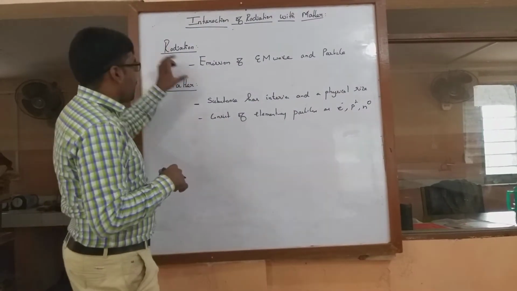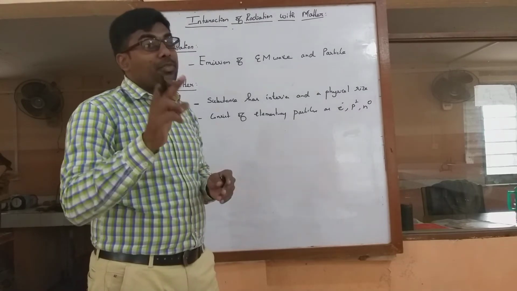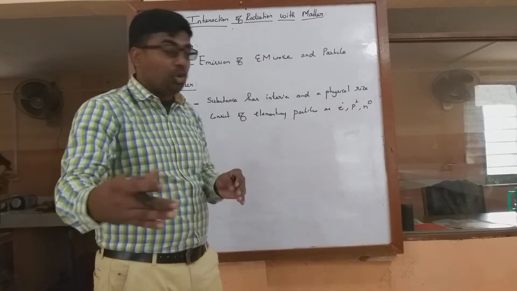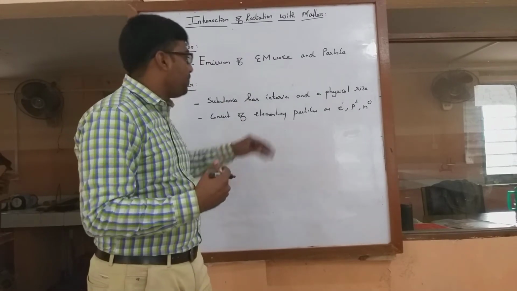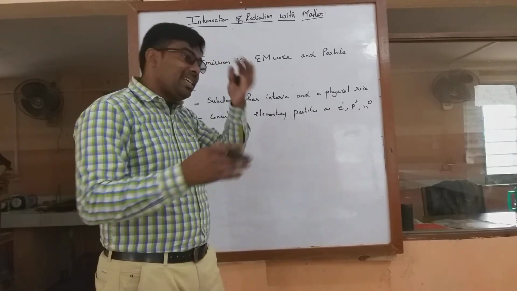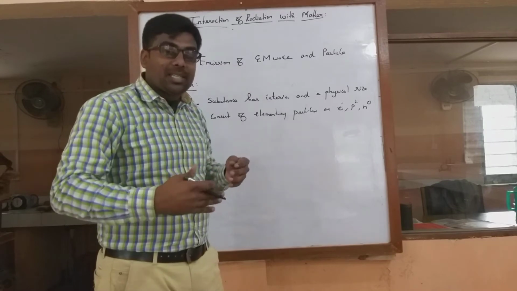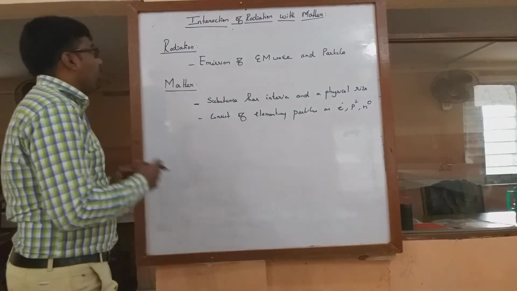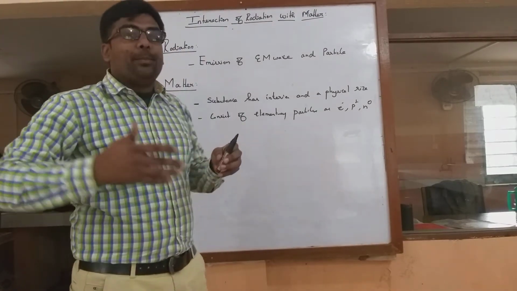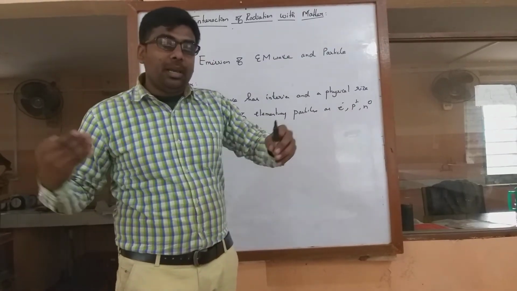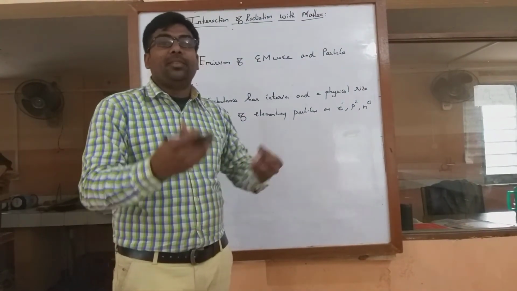So we call radiation an emission of electromagnetic wave and a particle, or a moving subatomic particle, and it's very important that it should move. It's not stationary. The second one is matter, which is a collection of substance that has some inertia and a physical size, and these particles are considered to be elementary particles which have a definite mass and size. The topic today is interaction of radiation with matter. When the emission of energy passes through matter, a group of substance, what kind of reactions take place, that we are going to deal with here.